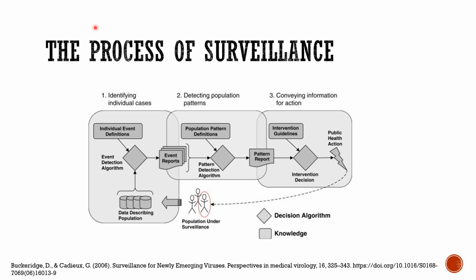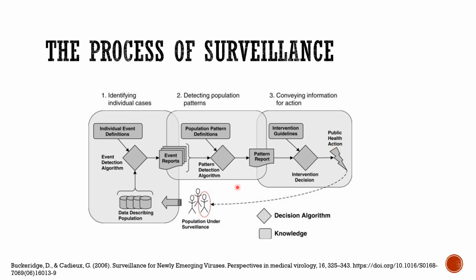The process of surveillance. All approaches to surveillance share some common principles. At a fundamental level, surveillance aims first to identify individual cases by using certain algorithms. Second, detect population patterns in identified cases and use pattern detection algorithms to identify patterns in them. Third, to report these patterns and to convey the information to decision makers about the population health pattern.